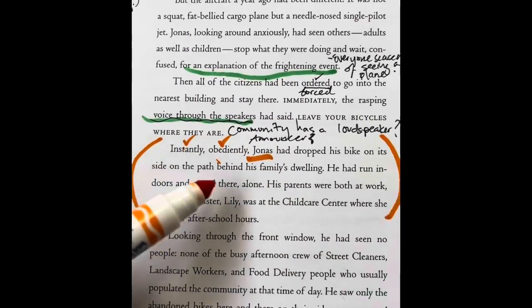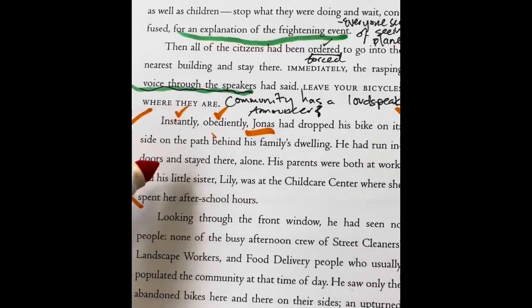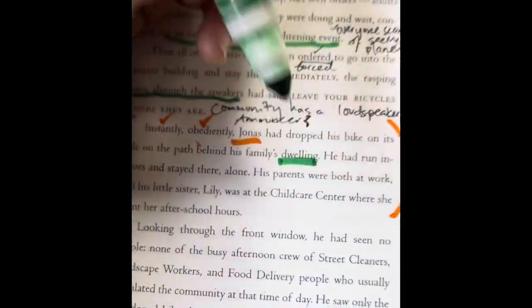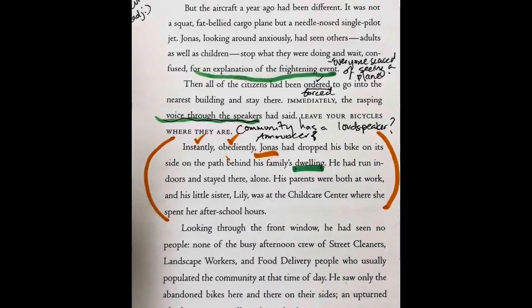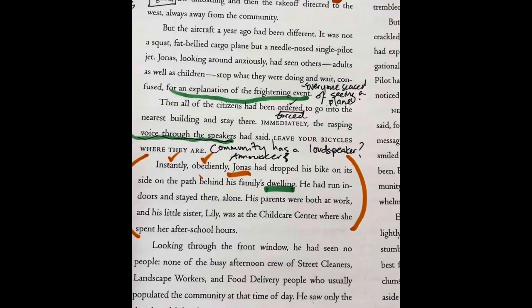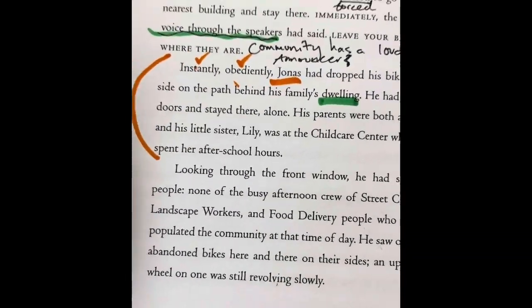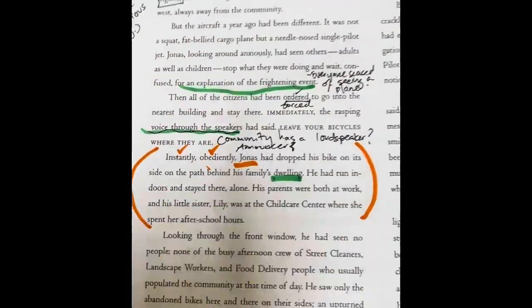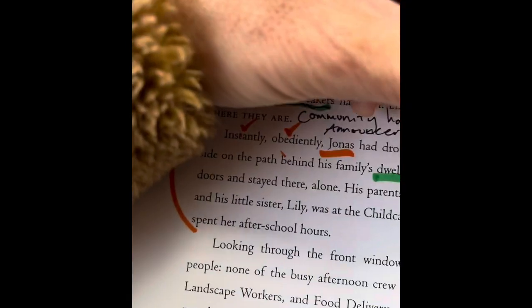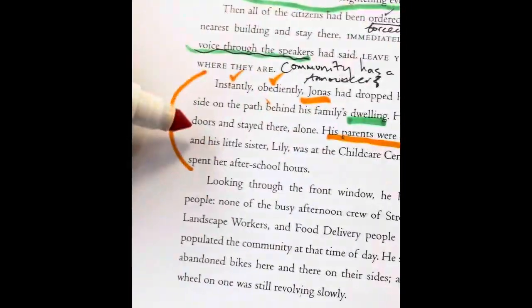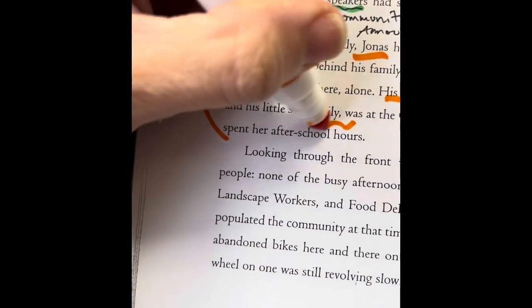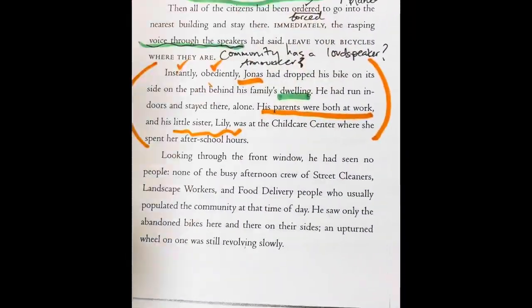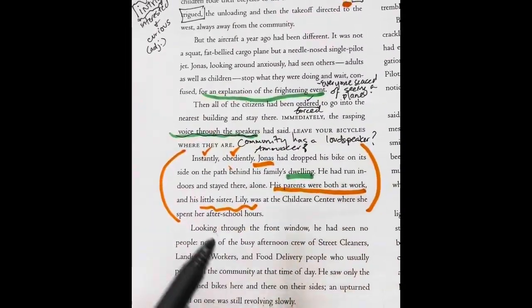And then he dropped his bike behind his family's dwelling. That's kind of interesting, right? Do you go home and say, oh, yes, I'm back at my family's dwelling? It's kind of weird. So this place is weird. He'd run indoors, stayed there alone. His parents were both at work. All right, so now we know both his parents work and that he has a little sister, Lily. So that I'm going to write down at the bottom of this paragraph so that I don't have to make sense of these things again.